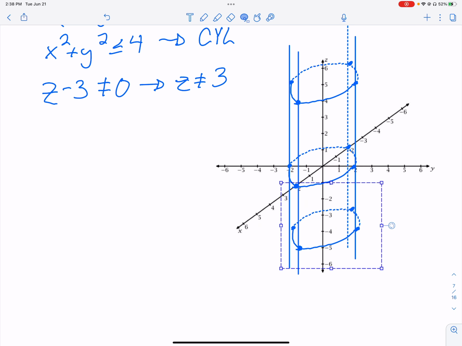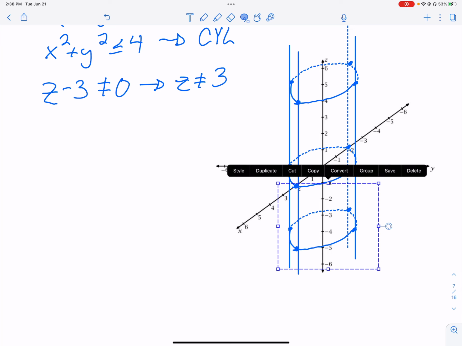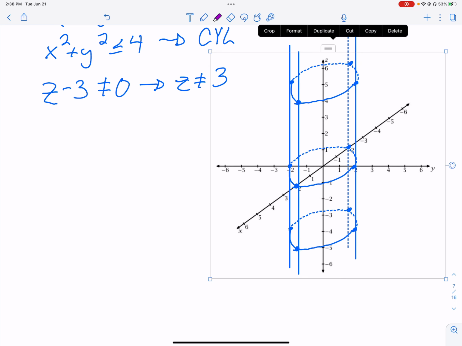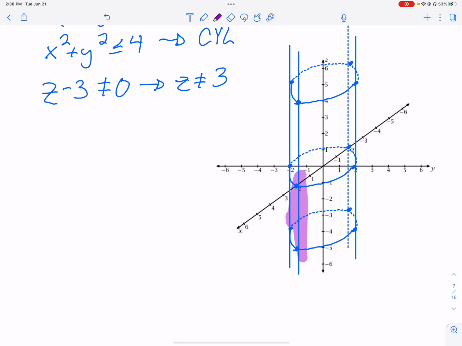Right, and then let's deal with this part here that we really haven't talked about. Right, z minus 3 will give us that z can't be 3. Okay, so I'm going to shade this in because it does tell me that my domain is everything less than that cylinder. So I get everything here. Do my best to stay in the lines.